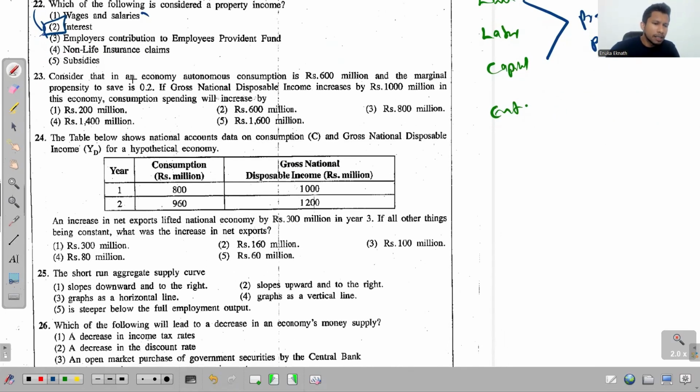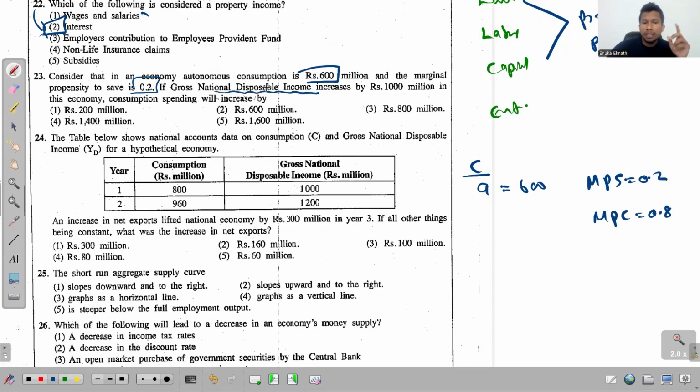Consider that in an economy, autonomous consumption is rupees 600 million and the marginal propensity to save is 0.2. Autonomous consumption means this A, which is inside the consumption equation, right? A is given to us as 600 and the marginal propensity to save, MPS, is given to us as 0.2. So if MPS is 0.2, obviously MPC has to be 0.8. Right.